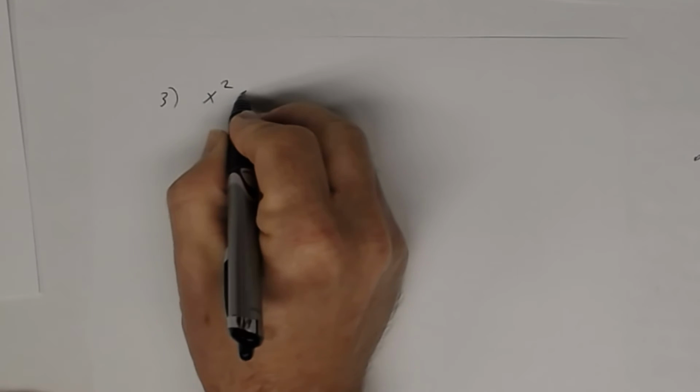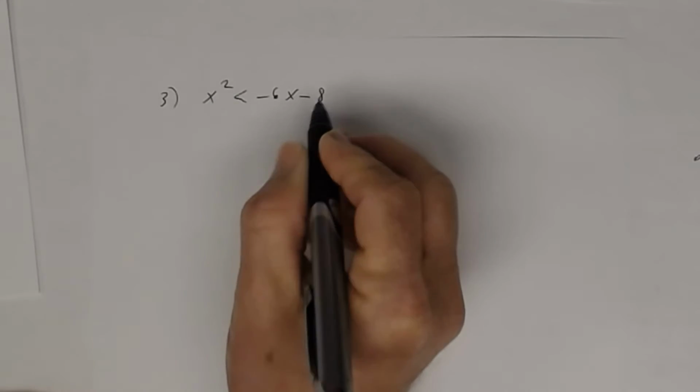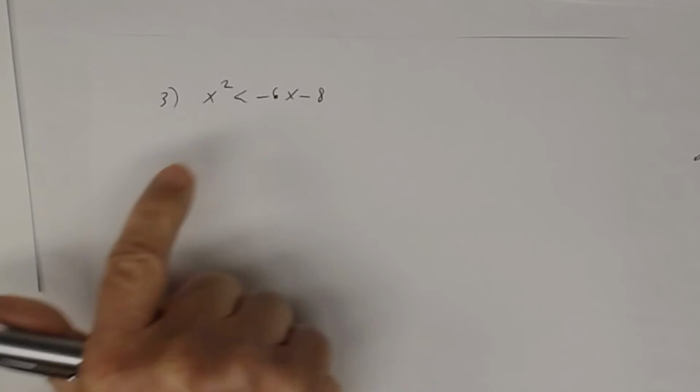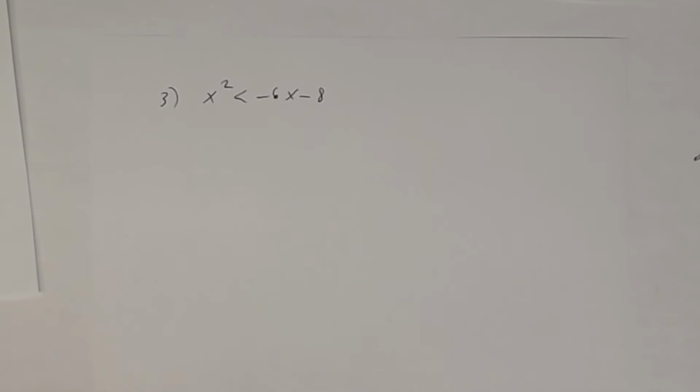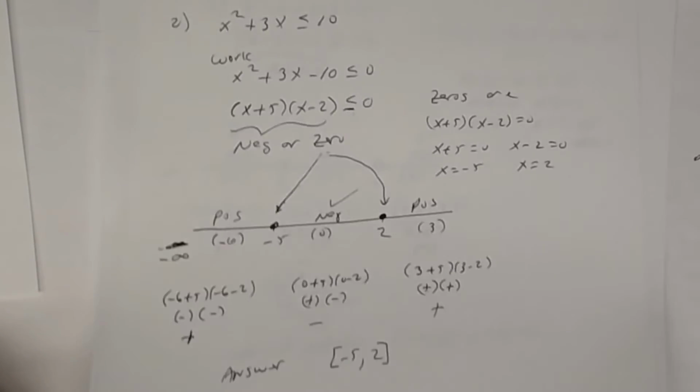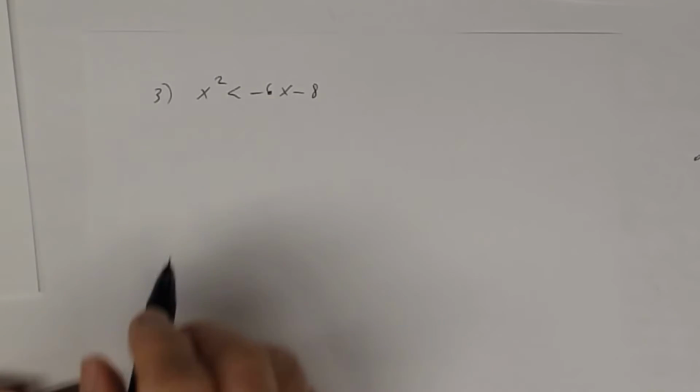All right, number 3. So let's do number 3. Here's number 3. So we have x squared is less than negative 6x minus 8. So I want to find all real numbers that will make this side less than this side. Looking at this is pretty difficult, right? So that's why we have to use this analytical approach here. Do it that way to find out what the solutions are.